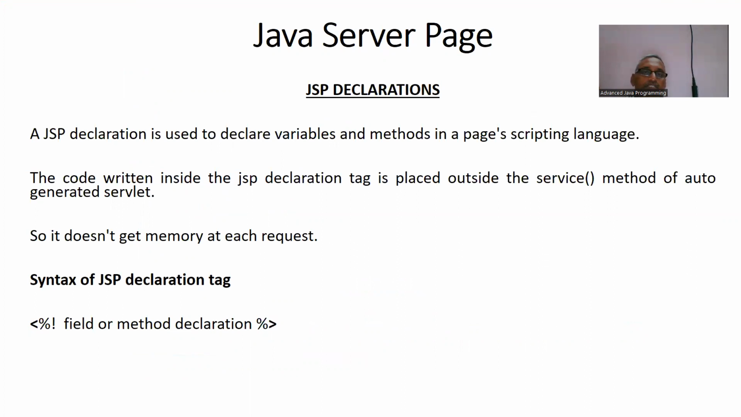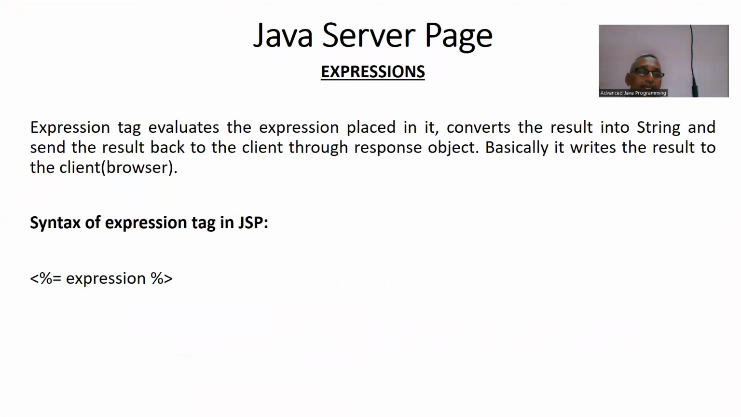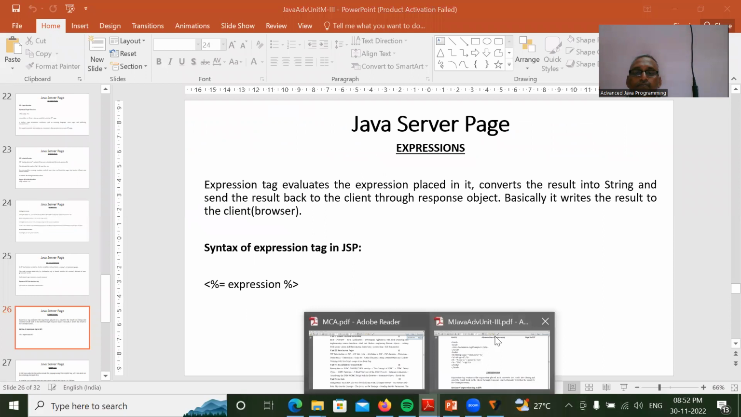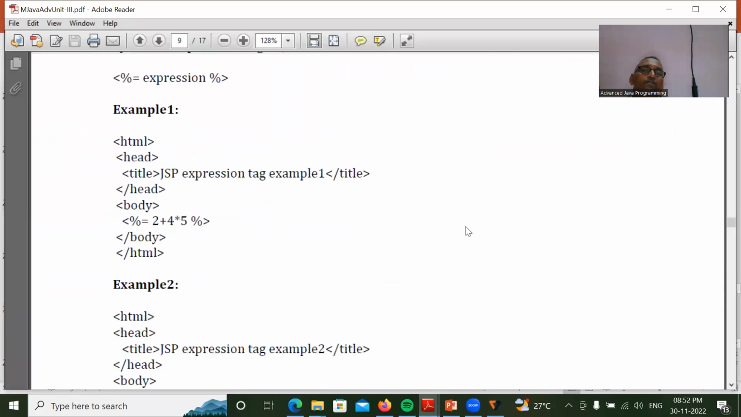Next thing, expressions. The expression tag evaluates the expression placed in it, converts the result into a string, and sends the result back to the client through the response object. Basically, it writes the result to the client, that means the browser. The syntax of expressions is less than percentage equals expression, plus the closing tag. For example, this is an example of expressions.